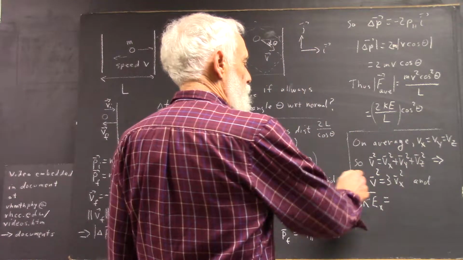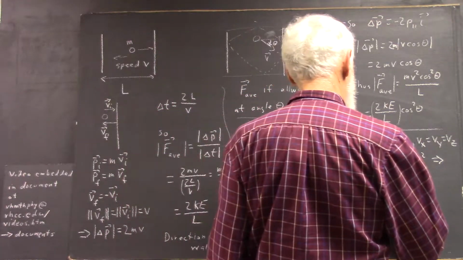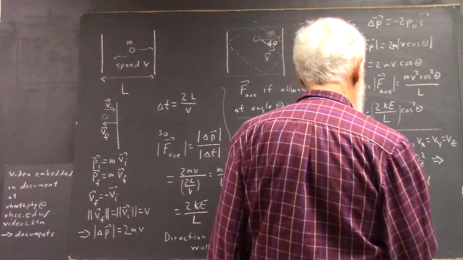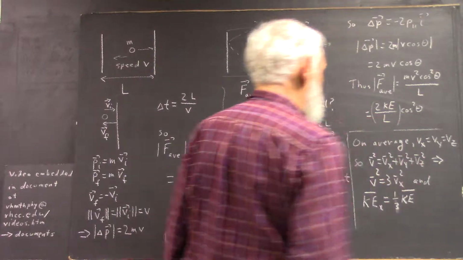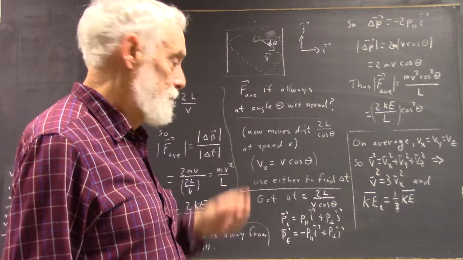So we get this. Well then, the average kinetic energy in the x direction is 1/3 the average kinetic energy.